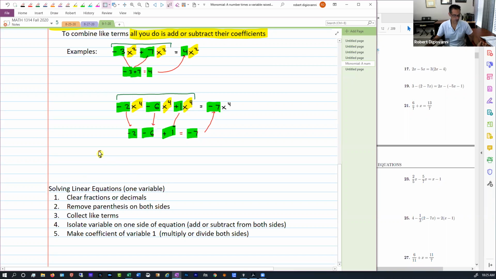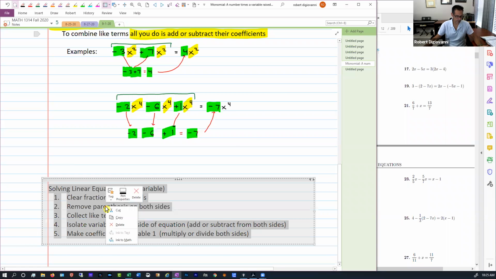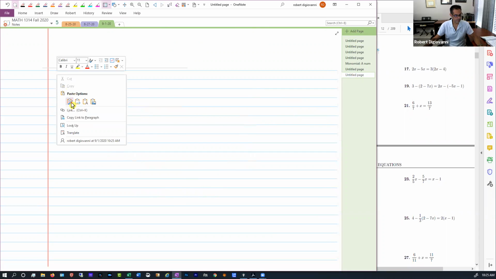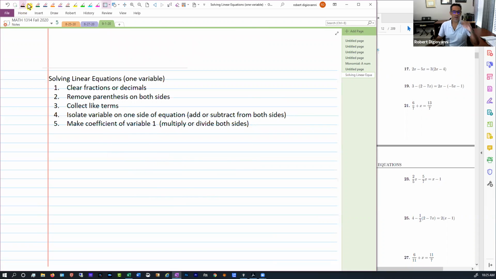And now it's time to actually do an example. I'm going to grab these steps and take them with us. Let's do that first one. So let's do the problem that is so obvious that we shouldn't need steps. So let's solve the equation x plus 2 equals 4, even though we know the answer. All right, so let's talk about the first step. How about the first step? Clearing fractions.